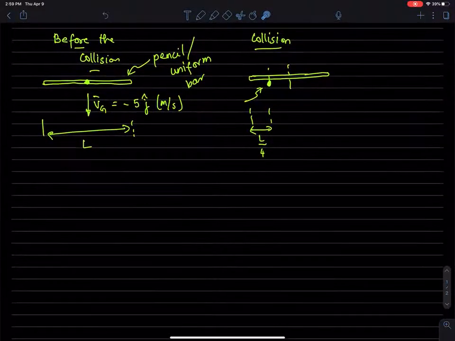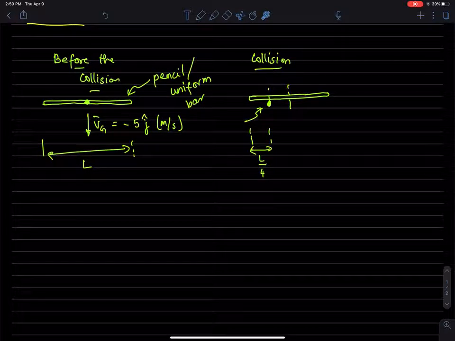You can try this at home. Maybe I'll shoot a video of pencil falling and hitting my finger and rolling off of it. In any case, so that's the collision.